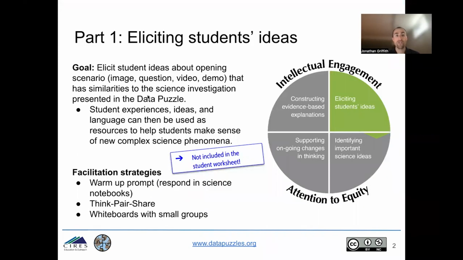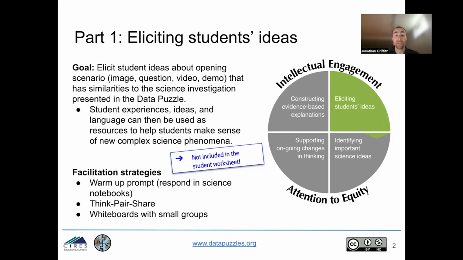So first, the goal of this practice is to elicit student ideas about an opening scenario. This could be about an image, a question, a video, or a demonstration. And this opening scenario is going to have similarities to the science investigation presented later in the data puzzle. And so here we're trying to bring out student experiences, ideas, and language that can then be used as a resource to help students make sense of new, complex science phenomena.